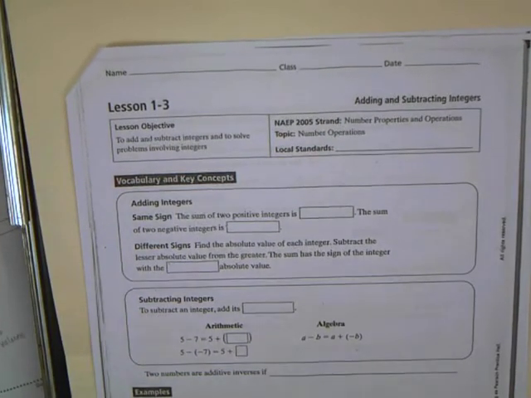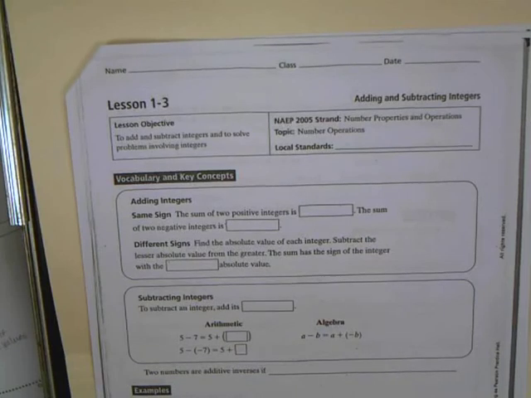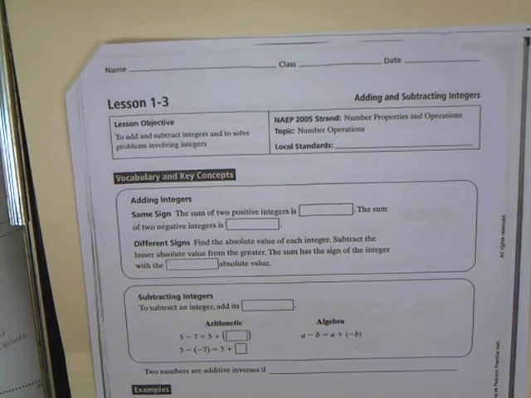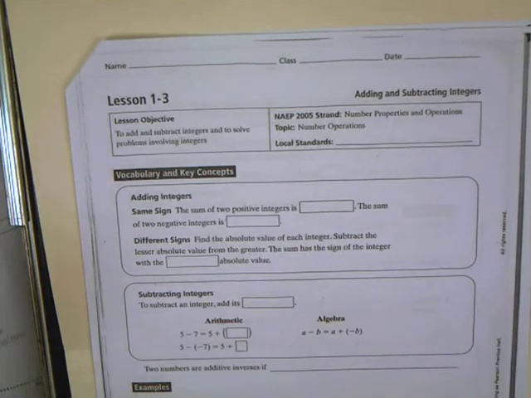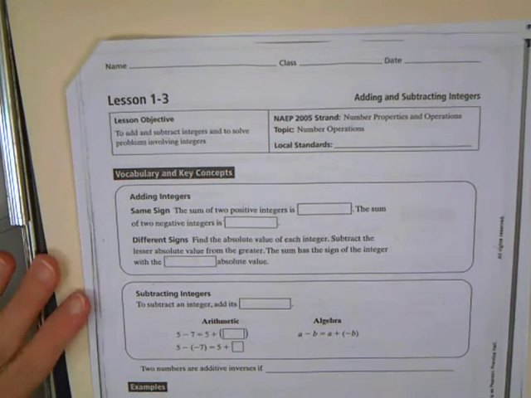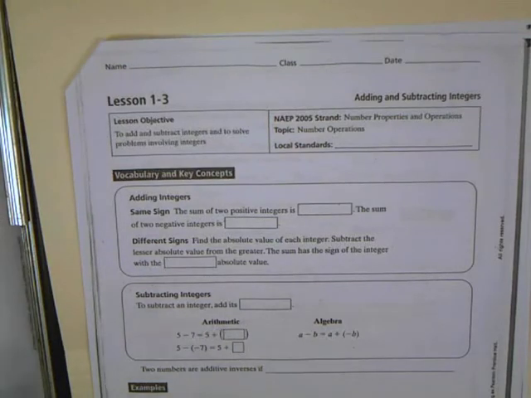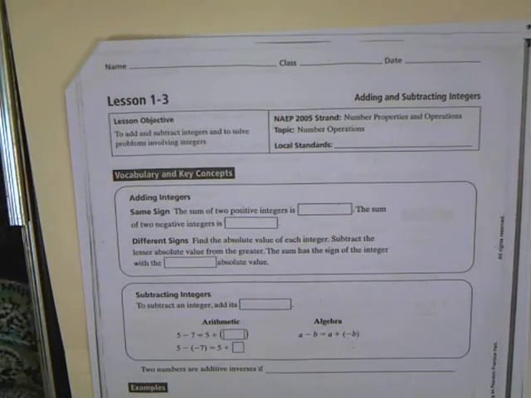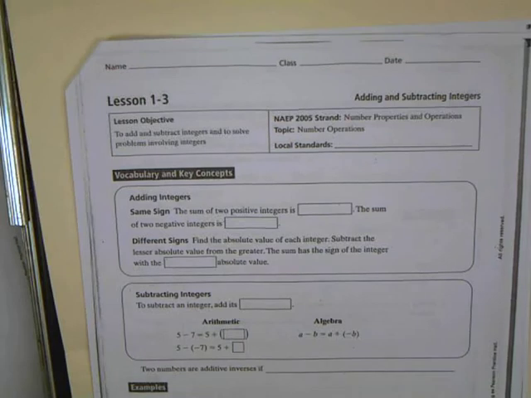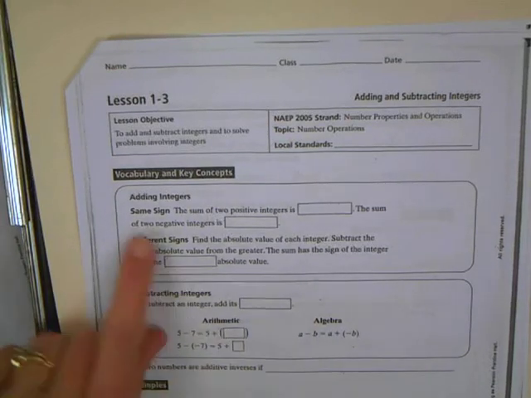Hi, Course 3 Math. This is Lesson 1-3. Our lesson objective is to add and subtract integers and solve problems involving integers. So again, adding and subtracting is our focus here. As usual, we will start off with a few key vocabulary and key concepts, and we will go from there.